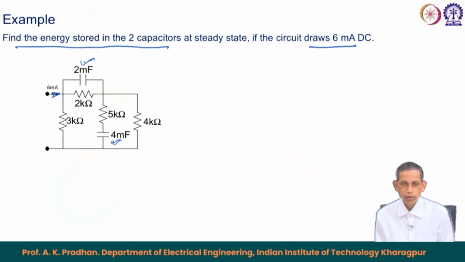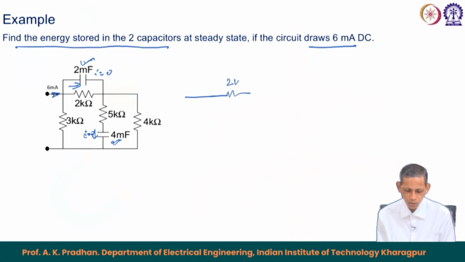So, from the concept we have already learned, I equals C dV by dt, the capacitor at steady state behaves like an open circuit, and current through the capacitor becomes 0. So, no current flows through this capacitor, I equals 0, and no current flows through this capacitor either, I equals 0. That leads to the circuit becoming like this: we have 2 kilo ohm, 4 kilo ohm, and here 3 kilo ohm.